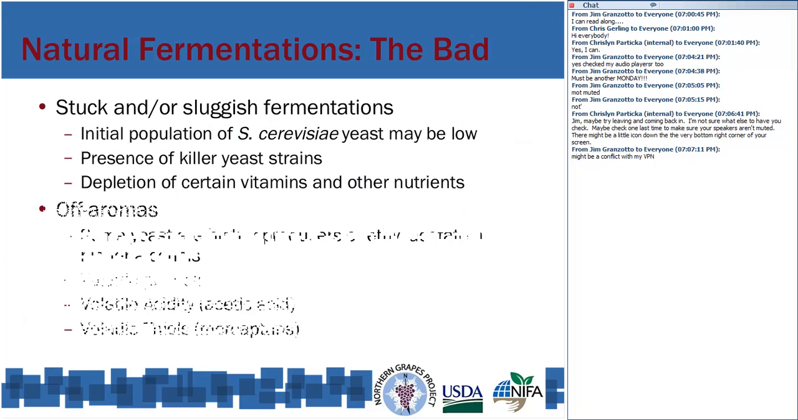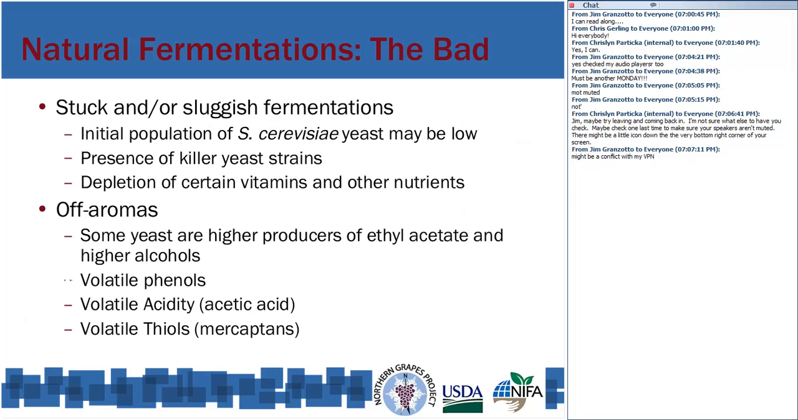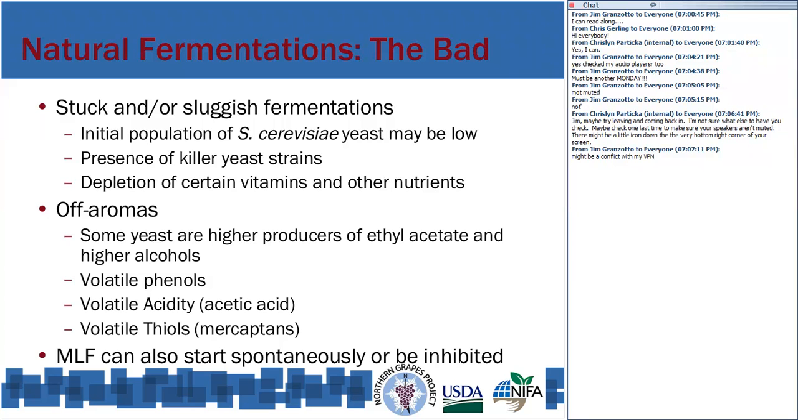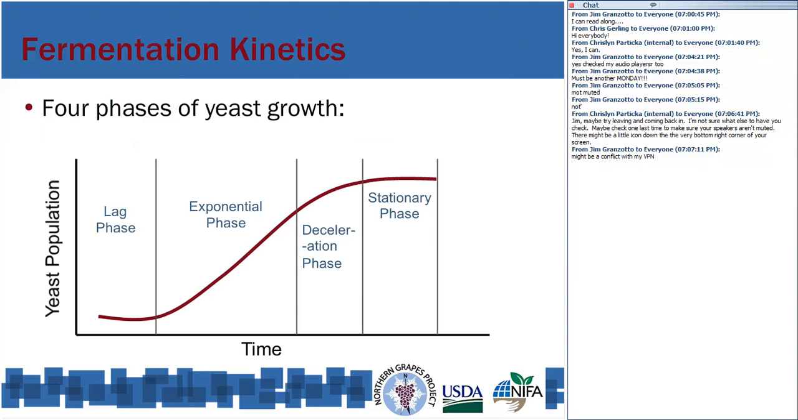So some of the bad things, the main thing is that you're going to have stuck or sluggish fermentations, mostly because your initial Saccharomyces cerevisiae yeast population is low. Some of the off aromas, you can have higher production of volatile acidity and some of the higher alcohols that I mentioned. And you can also have malolactic fermentation start spontaneously in the middle, which might be desired, but it might not be desirable as well. And some of these can also cause inhibition of malolactic fermentation later on if that's something you desire.